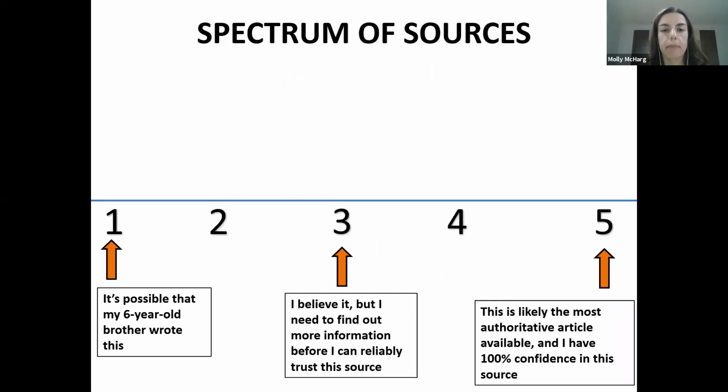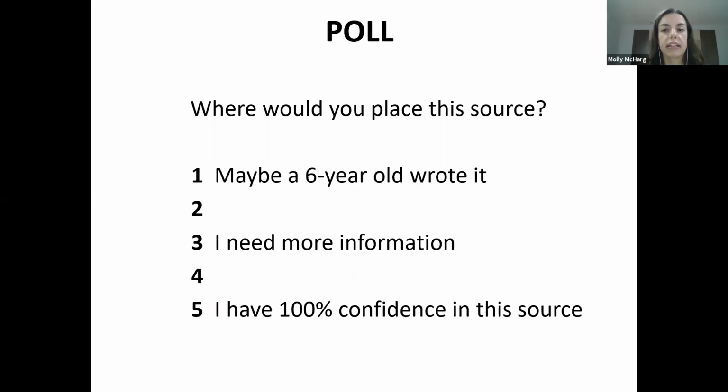Now I have numbered them because you're going to take a poll in a minute. You're going to answer a poll. So 1 is, it's possible that my 6-year-old brother wrote this. And 5 is, this is the best, most authoritative article available. So take a minute and decide, you can answer the poll, where do you think on that spectrum you would place this article? And don't worry, there's no right or wrong.